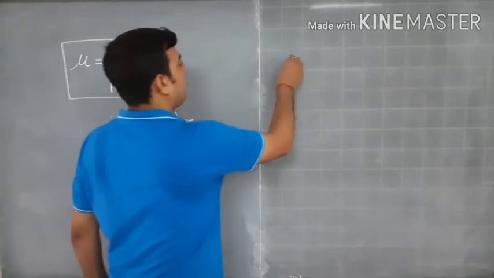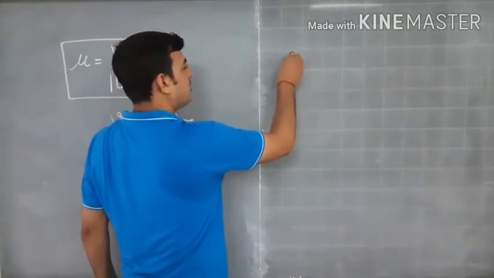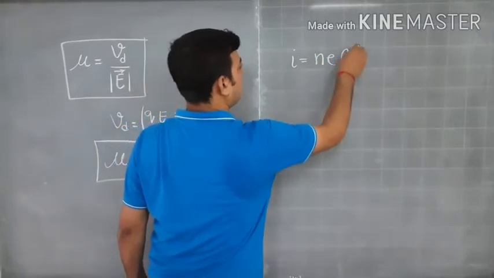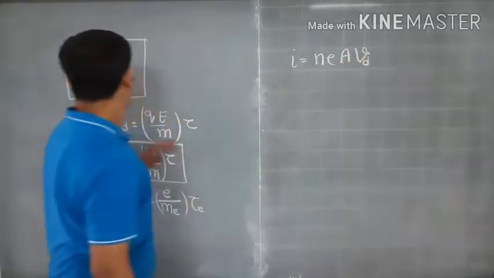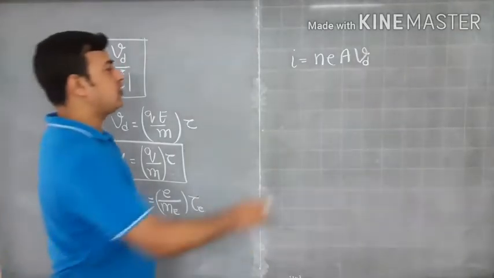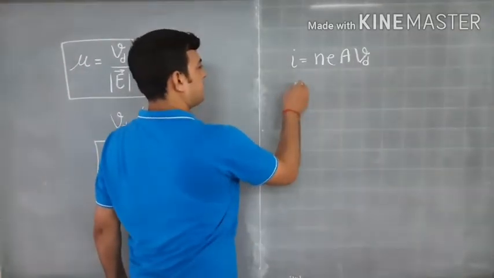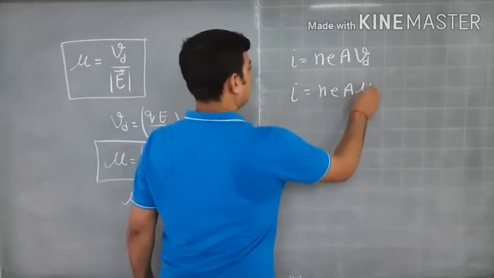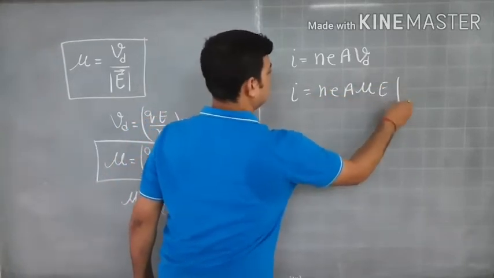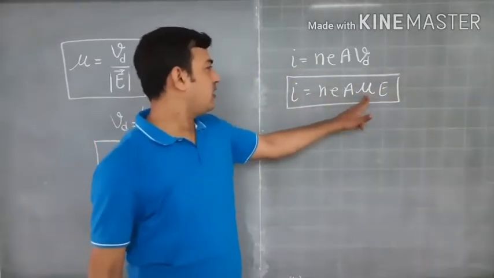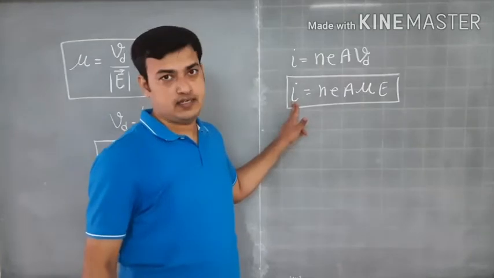Now, we have also discussed the relation between current and drift velocity, and that was I = nAe v_d. From here we can find the value of v_d as mu times E. So I put the value here and I get I = nAe mu E, where mu is the mobility and E is the electric field. So this is the relation between mobility and the current.